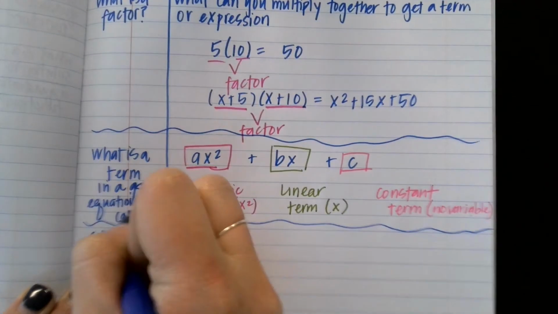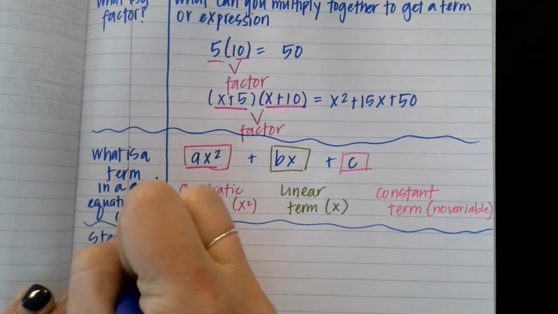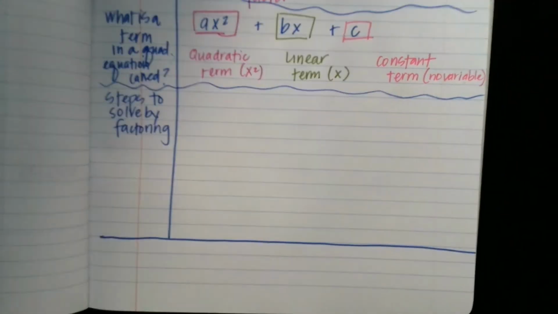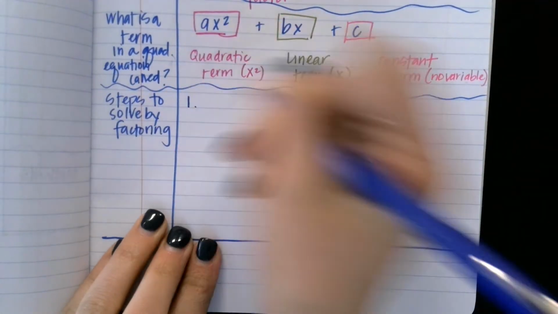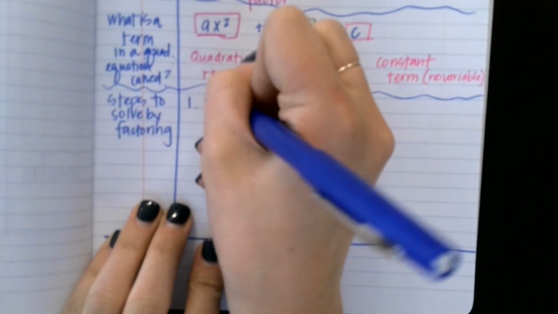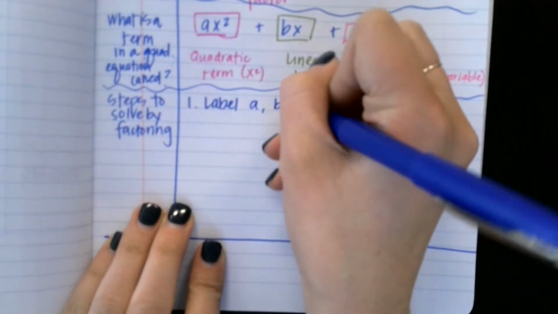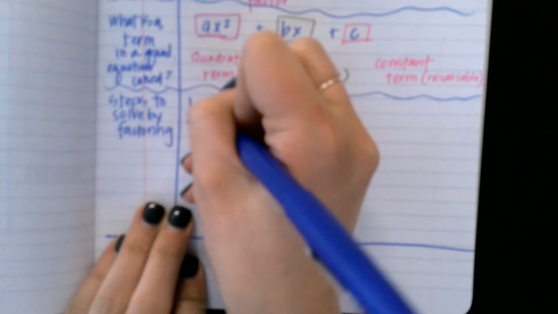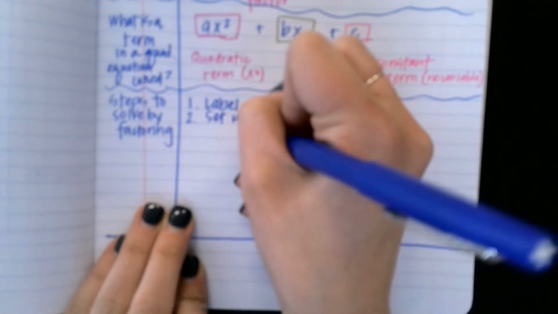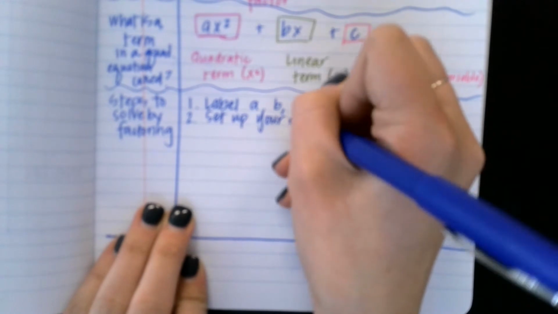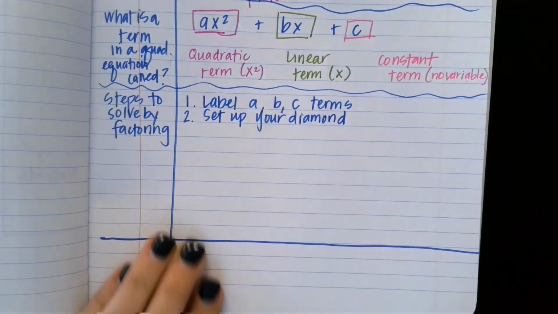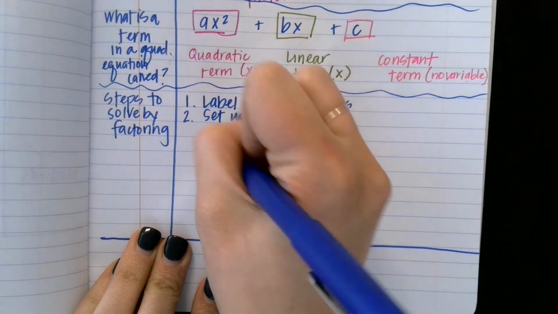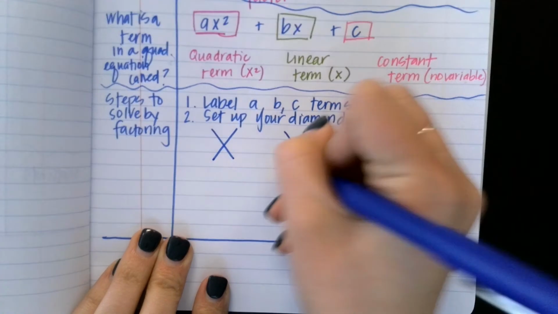Steps to solve by factoring. It's going to be our final thing that we write on the left. Number one, you're going to label your A term, your B term, and your C term. Number 2, you're going to set up your diamond. And this is going to be what we do tomorrow. This will make way more sense tomorrow when we actually do these.